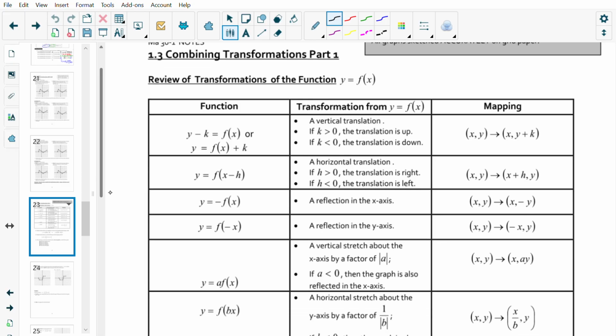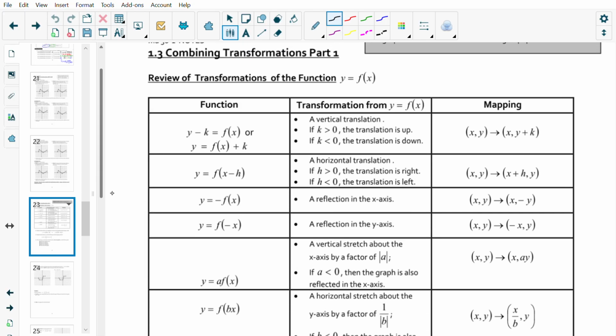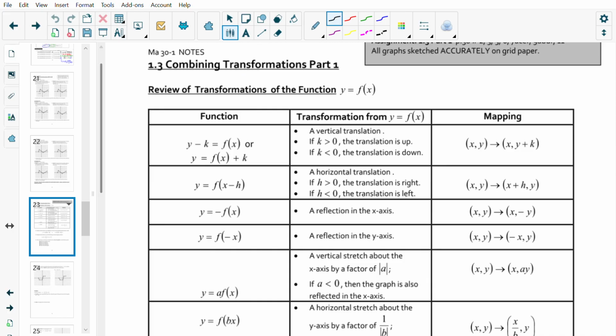Okay. First, here's a giant chart summarizing all the different transformations. So review the transformations of the function y equals f of x. Y minus k equals f of x, or I prefer to put everything on the right side, but either notation is okay. Y equals f of x plus k. This is a vertical translation. If k is greater than 0, it's a translation up. If k is less than 0, the translation is down. Remember, you have to say vertical translation 5 units up, vertical translation 5 units down. So you must be very specific. You can't just say translation 5 down.